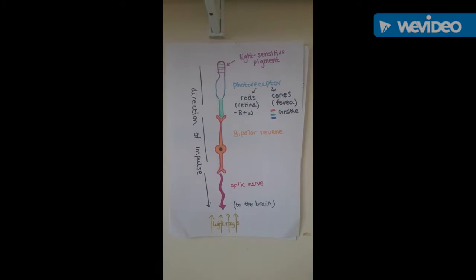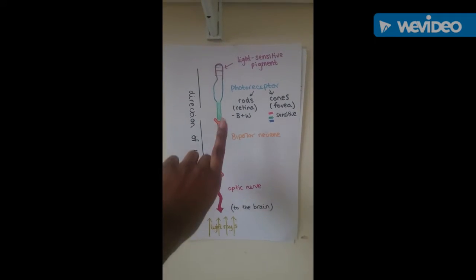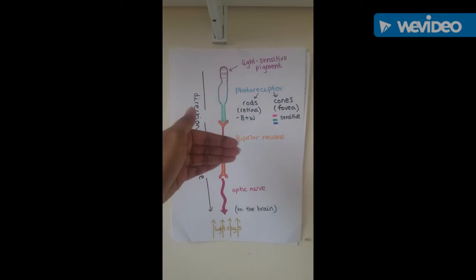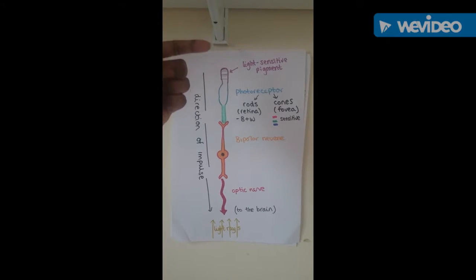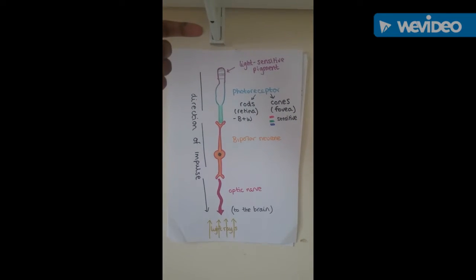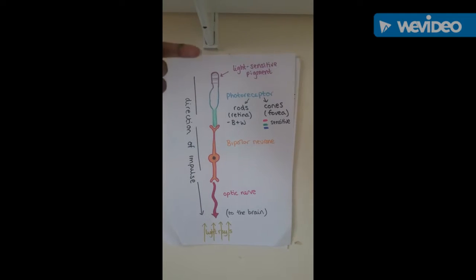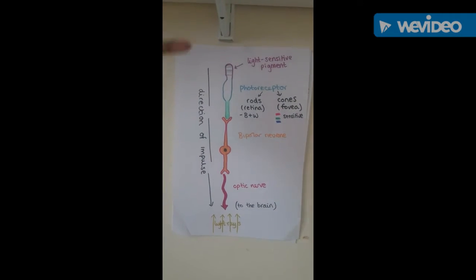So, what happens is the light rays go straight through, passing all of these into the photoreceptors. It bleaches the light-sensitive pigments, causing a chemical change, and the direction of the impulse goes straight down that way.